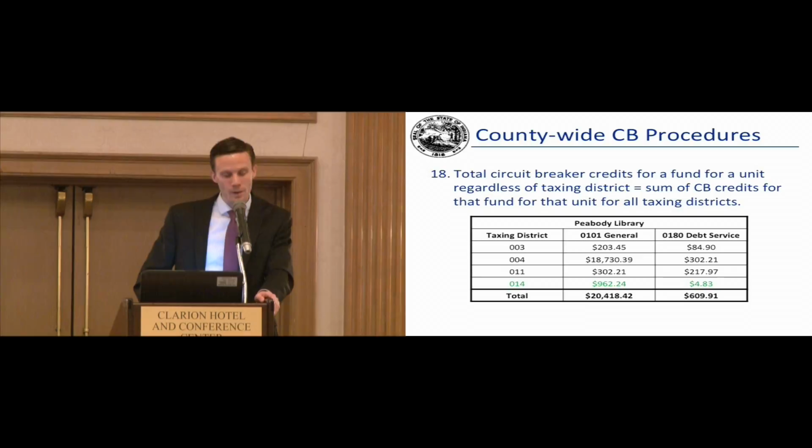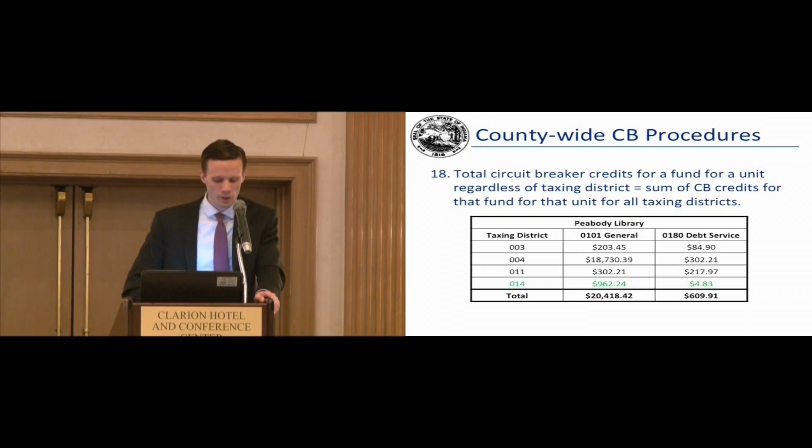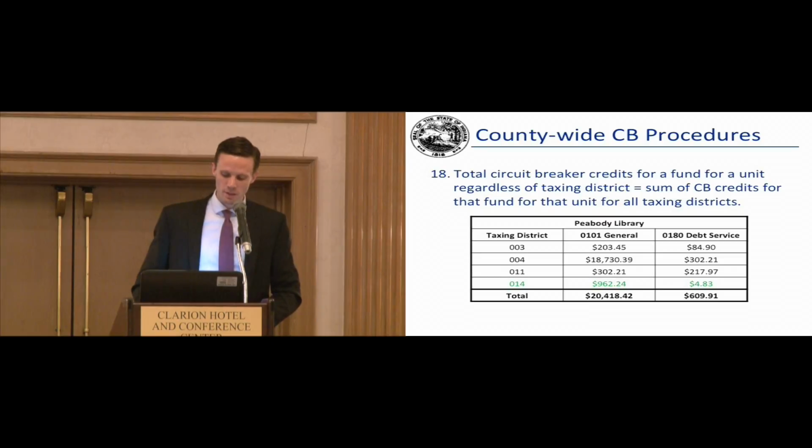We know that the total bucket circuit breakers, that's again the 1%, 2%, and 3%, is going to be $15,570.98 for this individual taxing district. We're going to arrive at that amount by going back to the abstract. And so it's going to be the 1%, in our case, the 1% plus the 2% gives us $15,570.98.